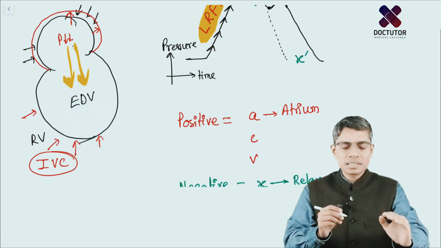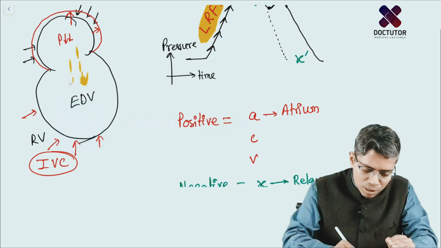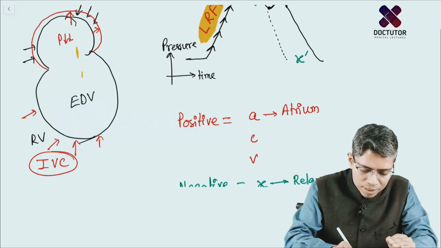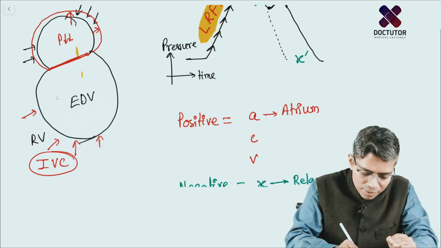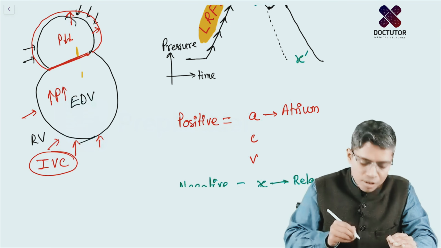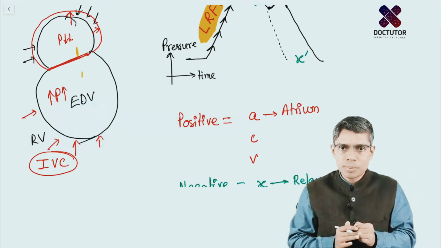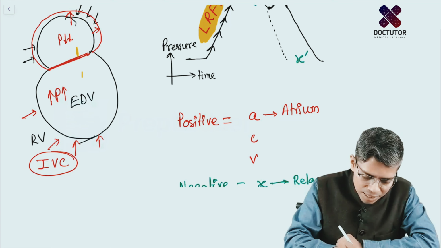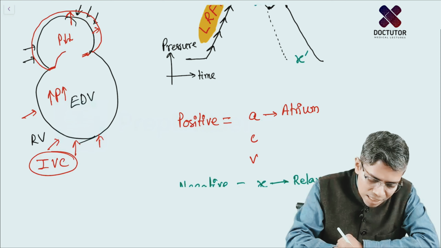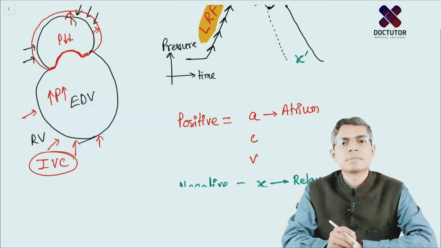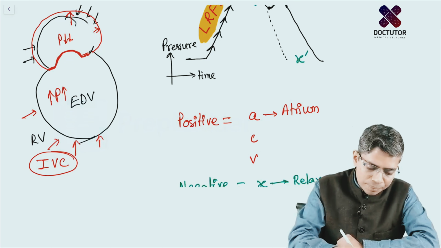So at the beginning of this isovolumic contraction phase, what is going to happen? This tricuspid valve is going to close, and then the ventricle will contract. More and more contraction means there will be an increase in ventricular pressure. When the ventricular pressure is increasing, what will happen to these tricuspid valves? These tricuspid valves will bulge towards the atrium cavity like this. Getting my point? Look at this diagram.